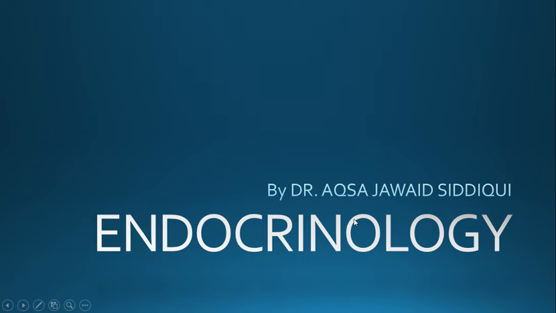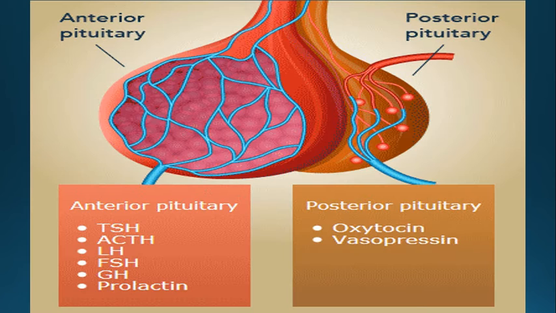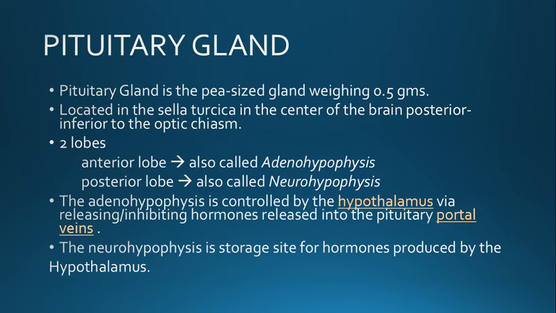Hello guys, today our topic of discussion is endocrinology, in which we are going to discuss the pituitary gland. The pituitary gland is basically a pea-sized gland weighing 0.5 grams. It is located in the sella turcica in the center of the brain, posterior inferior to the optic chiasm.